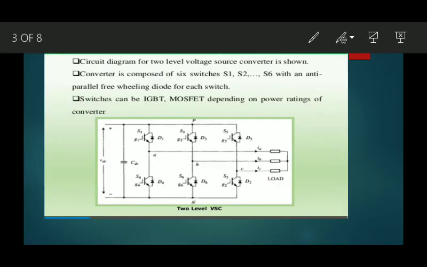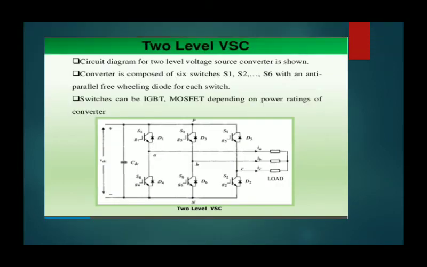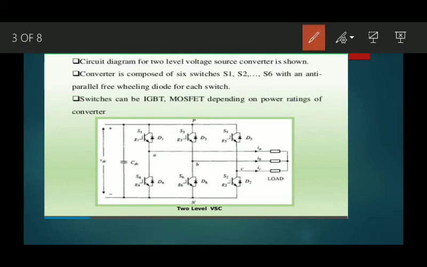There is the two level voltage source converter. In the circuit diagram, the converter is composed of 6 switches S1 to S6 with anti-parallel freewheeling diodes. You can see the anti-parallel freewheeling diodes and the switches. Switches can be IGBT or MOSFET depending on the power rating of the converter.